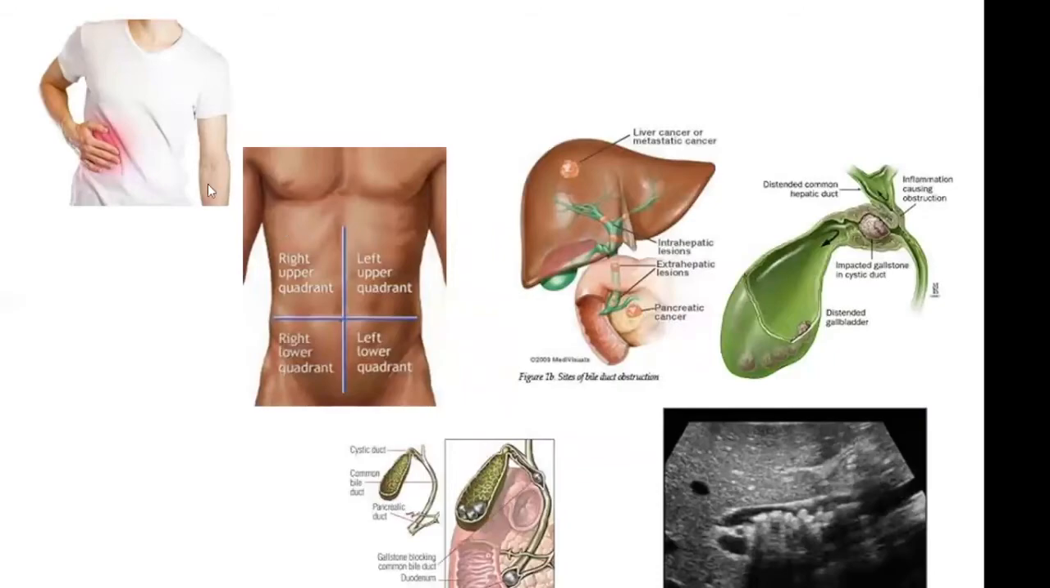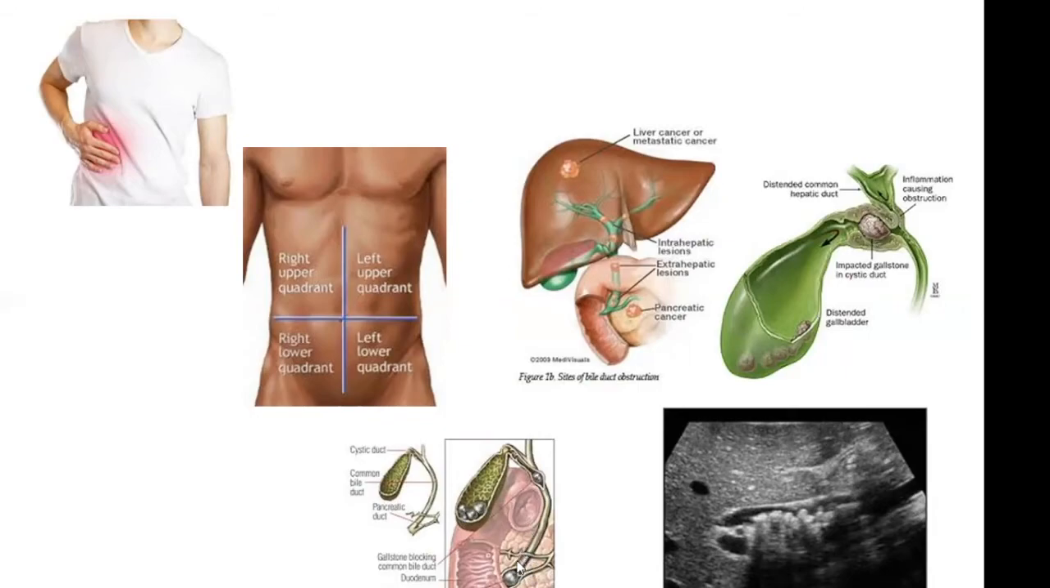So let's have a look. Here's right upper quadrant pain. Here's the right upper quadrant. Here's the anatomy. We're looking for tumour. We're looking for stones in the common duct. We're looking for stones in the gallbladder. They're in the dependent part here, and also impacting the neck of the gallbladder. Here we have stones in the gallbladder, and you can have stones obstructing at any level.